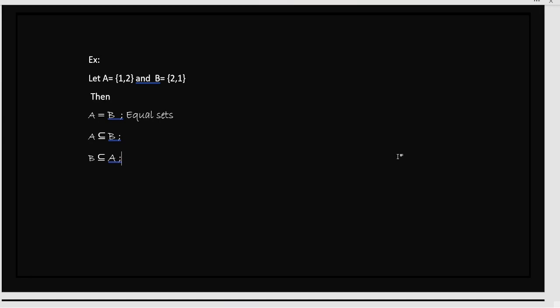Look at this. Let A is equal to {1, 2} and B is {2, 1}. These sets are equal sets. The order is different, but A and B are equal sets. A is a subset of B and B is also a subset of A. That is what I wanted to repeat with another example.